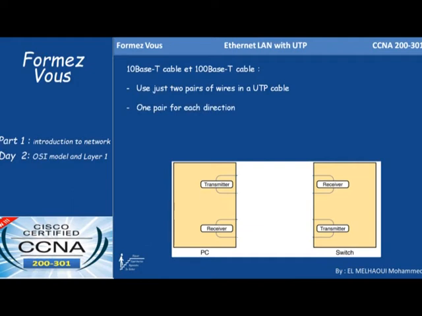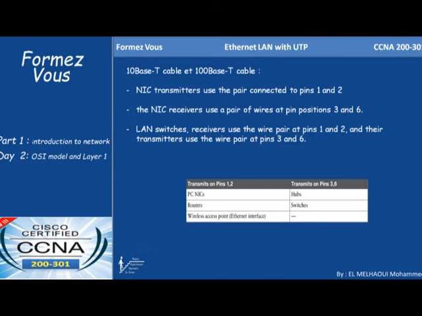So, the transmitter on the PC on the left must know the pin positions of the 2 wires it should use to transmit. Those 2 wires must be connected to the correct receiver pins in the RJ45 connector on the switch. To understand the wiring of the cable, which wires need to be in which pin positions on both ends of the cable, you need to first understand how the NICs and switches work. As a rule, Ethernet NIC transmitters use a pair connected to pins 1 and 2. The NIC receivers use a pair of wires at pin positions 3 and 6.